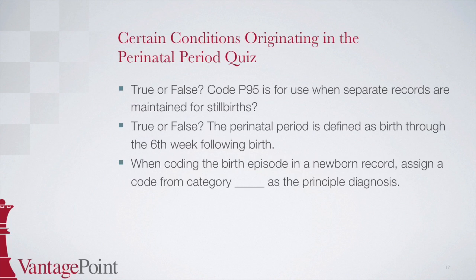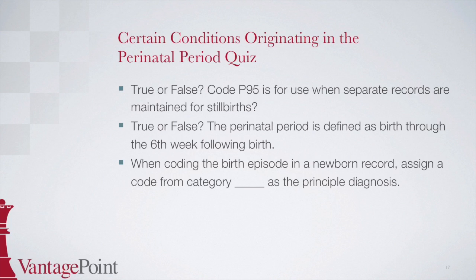Now it's time for our quiz. Our first question is, true or false? Code P95 is for use when separate records are maintained for stillbirths. The second question is, true or false? The perinatal period is defined as birth through the 6th week following birth. The final question is, when coding the birth episode in a newborn record, assign a code from category blank as the principal diagnosis. You can pause the webinar to write down your answers and then hit play to find out if you were correct.